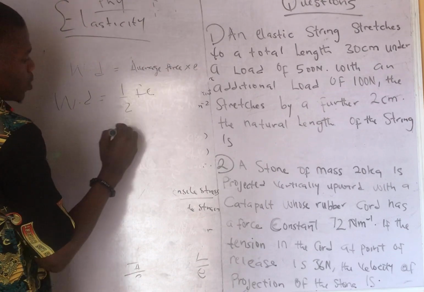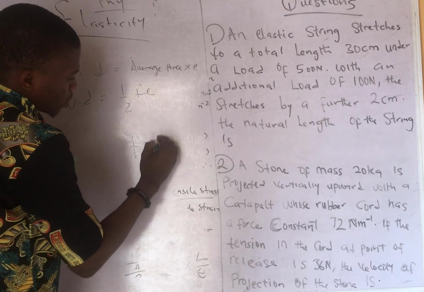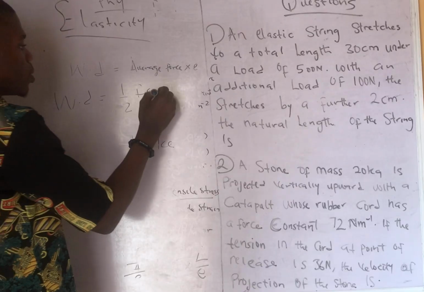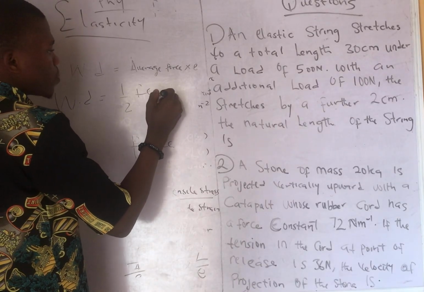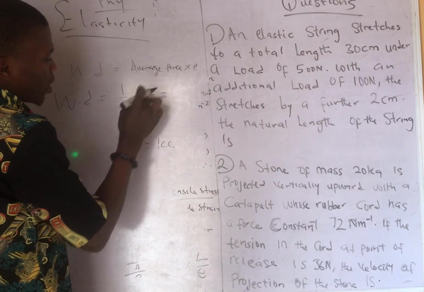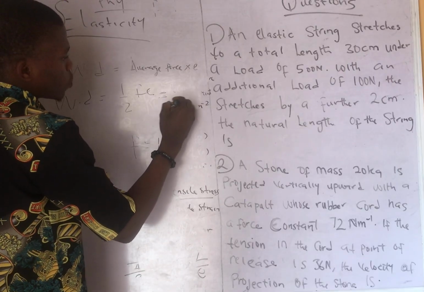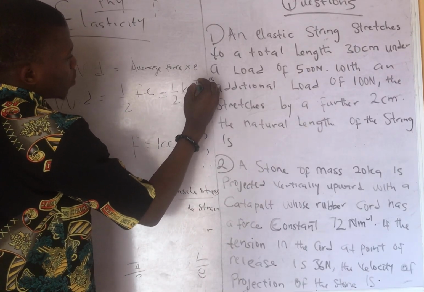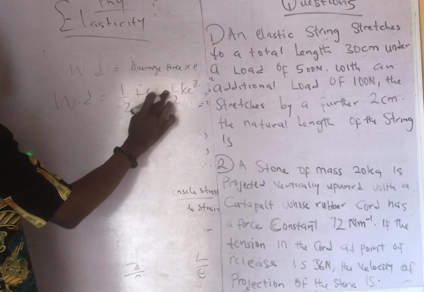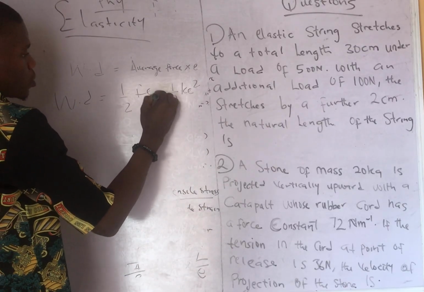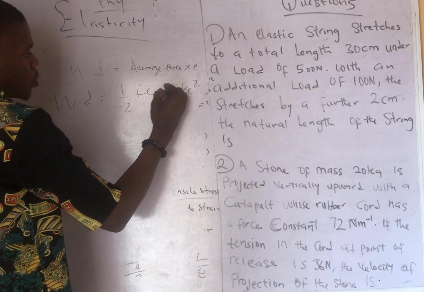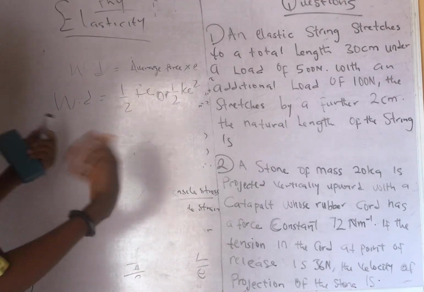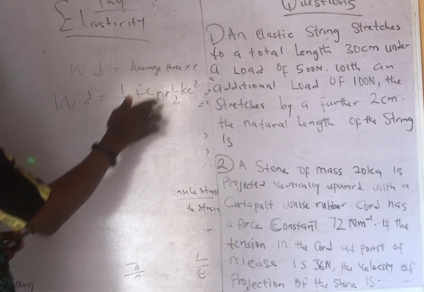No, let me write it. Since F is equal to Ke, anywhere we see F, we can replace it with Ke. So if it's replaced, you put Ke here, it will now be 1 over 2 Ke squared. So either this or this, depending on what you were given. If you were given force and we're not given the constant, you can still solve for that. So that's all for this one.